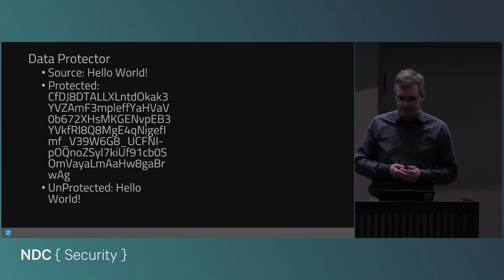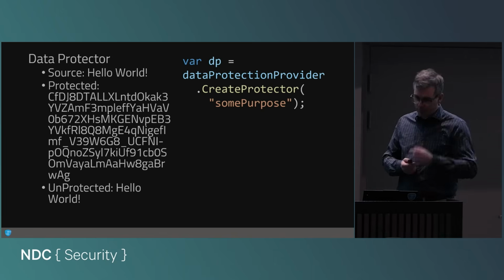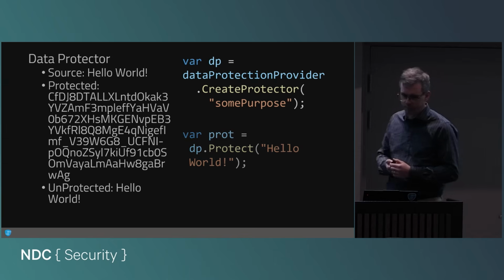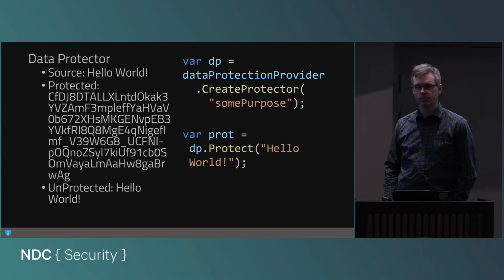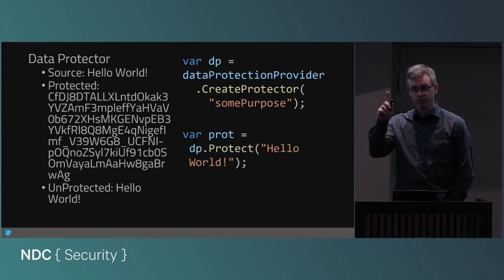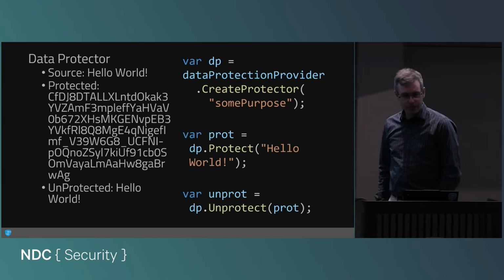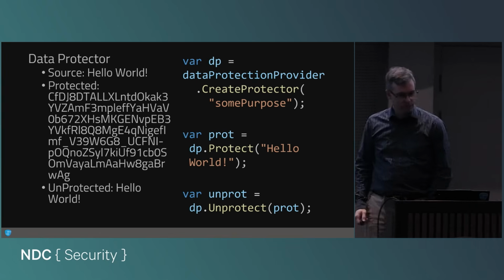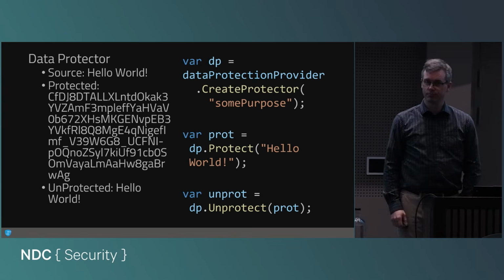The API looks like this. You inject the data protection provider, and from the provider you create a data protector. The actual protect call is just one call. You can insert a string, you will get binary data back. And then you can take the binary data and unprotect it, and you get the string back. Dead simple, right?